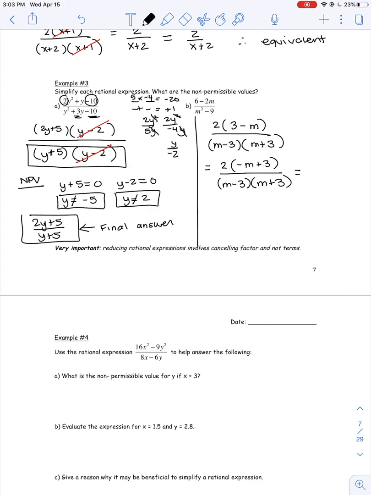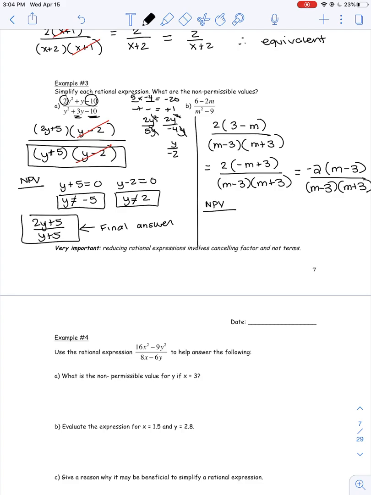What you can do in this situation is take out a negative value from the top. Instead of factoring out a 2, I should have factored out a negative 2. If I do that, that changes your signs. Negative m will become positive m, and positive 3 will become negative 3. So the signs will switch within the bracket of your choice. And now I can see that there are factors that are identical. Factors have multiplication between them, not addition or subtraction.